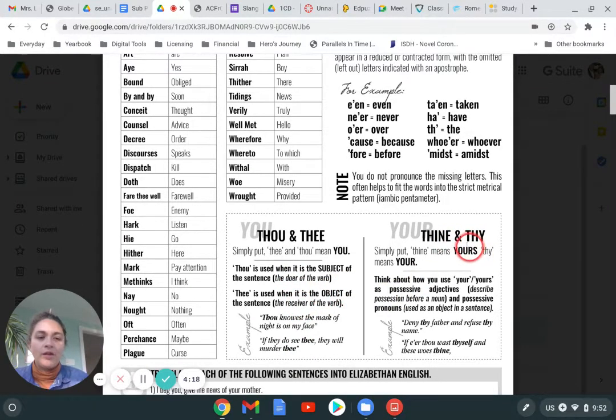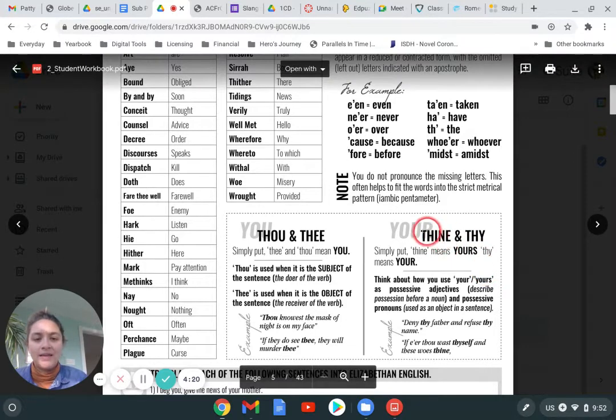Thine and thy mean yours and yours. So thine is plural and thy is singular. All right. They're possessive adjectives. And that's basically it. Don't get confused about those, okay? I'm giving you this cheat sheet so that you don't get confused.